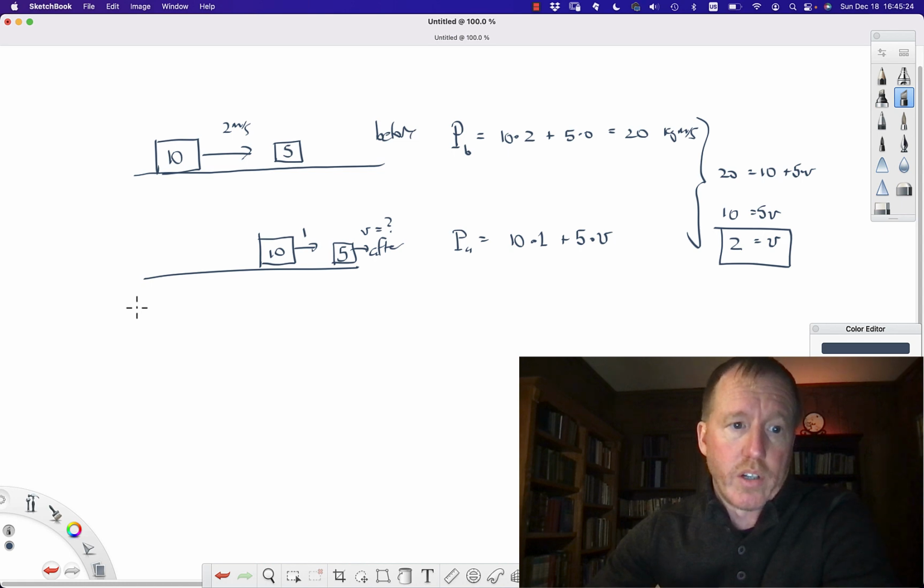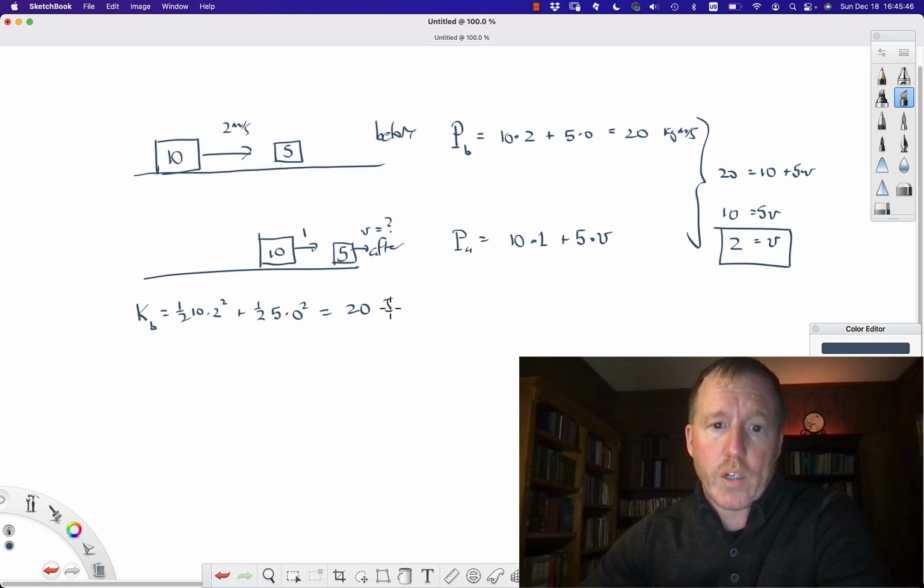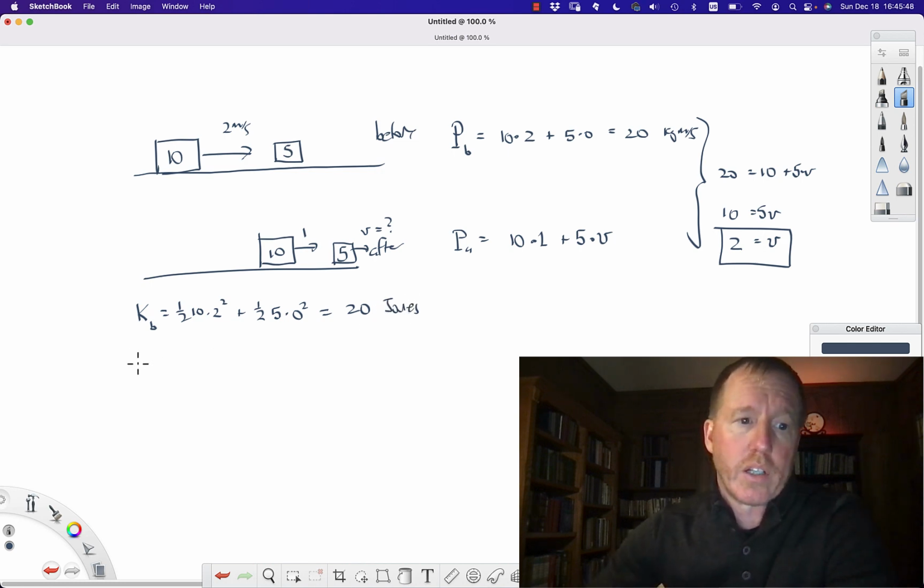Well, the kinetic energy before the collision is going to be 1/2 the 10 kilogram mass times its velocity squared, plus 1/2 of the 5 kilogram mass times its velocity squared. Well, we can figure that out quite easily. 2 squared is 4, times 10 is 40, divided by 2 is 20. Well, that's kind of nice, it worked out the same. 20 joules of kinetic energy before the collision.